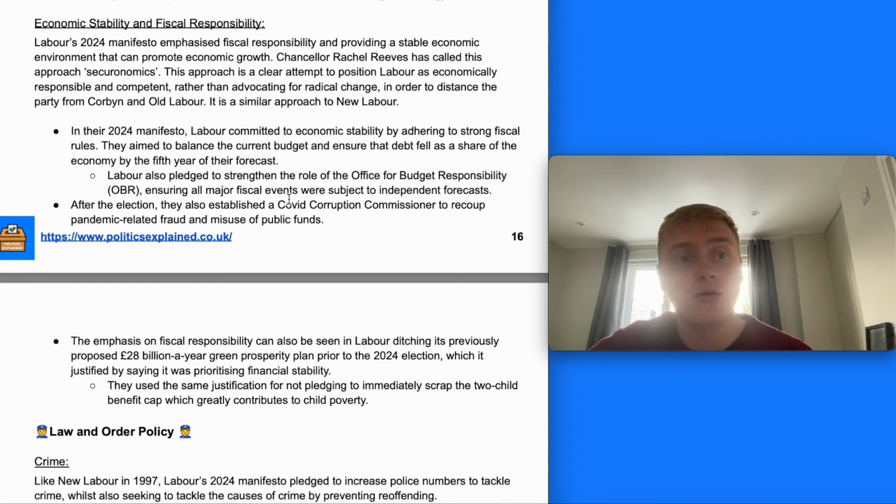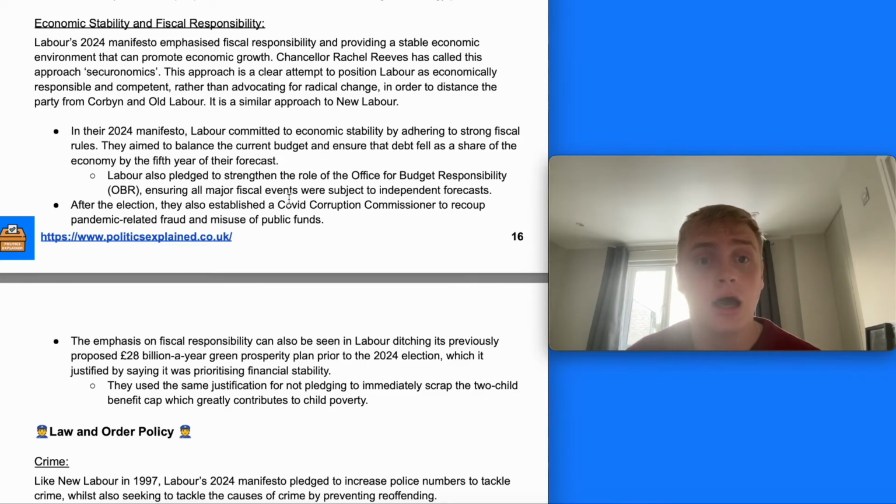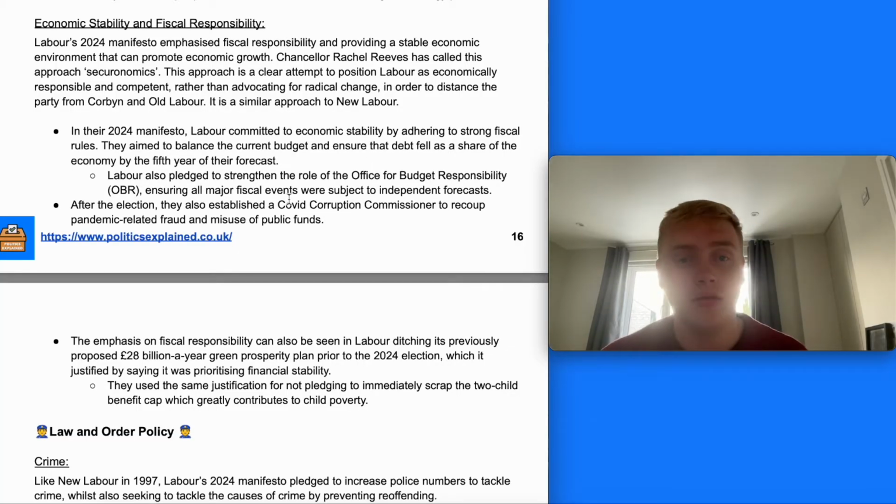And finally, in terms of economic policy, economic stability and fiscal responsibility were key parts of their messaging. So their manifesto emphasised fiscal responsibility and providing a stable economic environment that could promote economic growth, and Chancellor Rachel Reeves called this approach securonomics. So it's a clear attempt to position Labour as economically responsible and competent, and distance themselves from the image of being quite left-wing of Corbyn and old Labour. And it's a similar approach to New Labour, effectively.